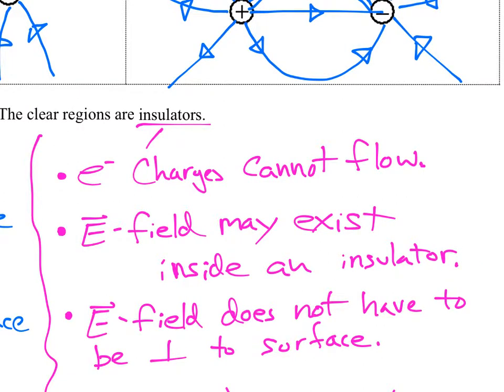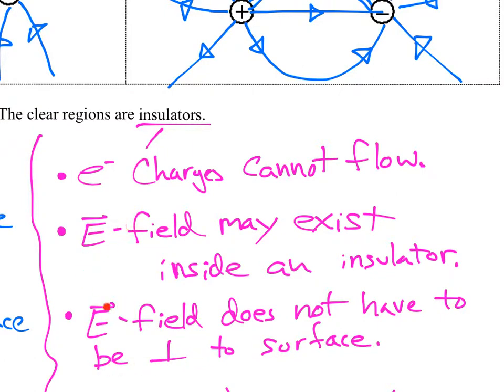In insulators, the electrons, or the protons, are not free to move. An electric field can exist inside an insulator. We can talk about the reasons why in class. Ask me if you would. And the electric field does not have to be perpendicular to the surface.